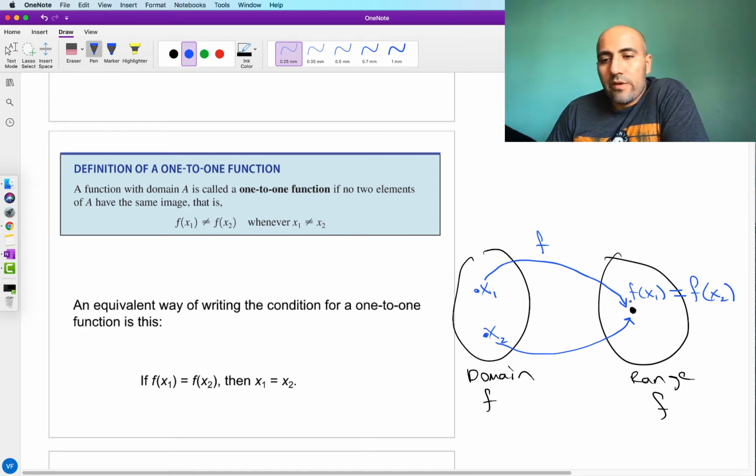So you might be thinking, oh, we found two different values in the domain, x sub 1 and x sub 2, so that when I apply the f function to both of them, they both seem to be leading to the exact same spot.